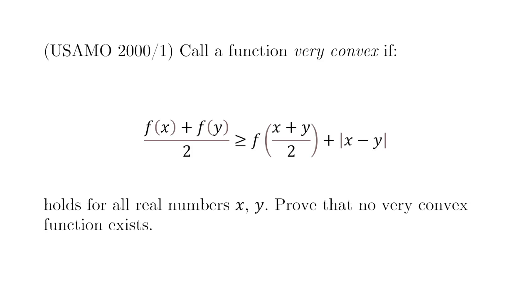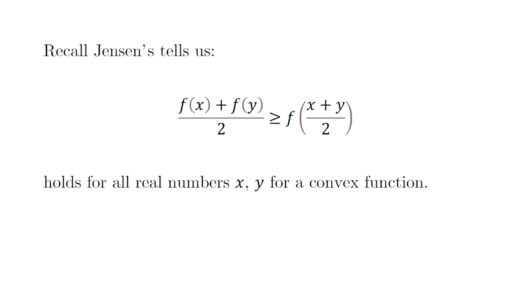This is problem 1, and it says: call a function very convex if (f(x) + f(y))/2 is at least f((x+y)/2) plus the absolute value of x minus y, and this holds for all real numbers x and y. Prove that no very convex function exists.